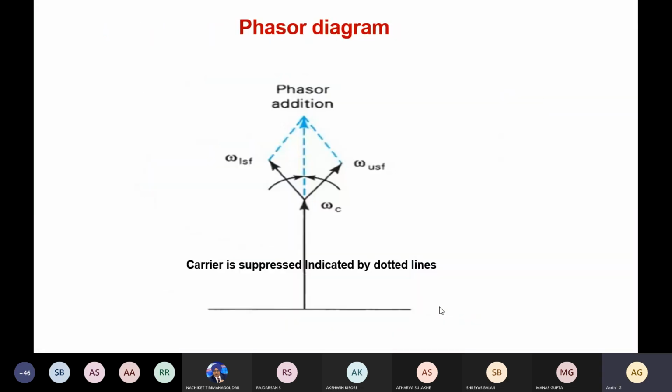And this is the phasor diagram. In the phasor diagram, the carrier is suppressed, indicated by a dotted line. So we have the upper and the lower sideband representation, and this is the carrier signal which has been suppressed, and so it is indicated by dotted lines.